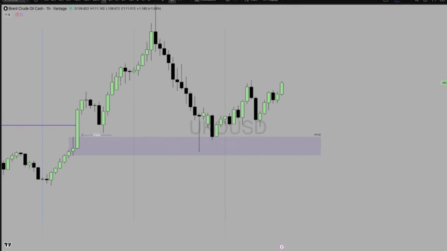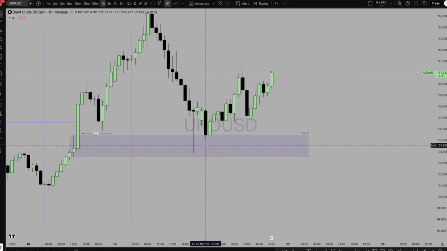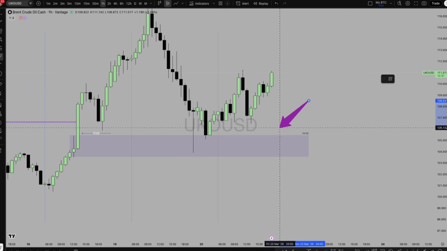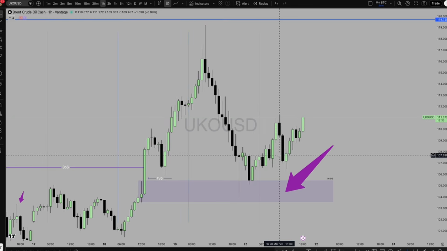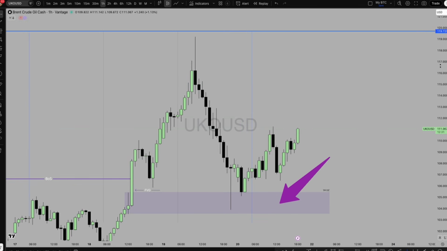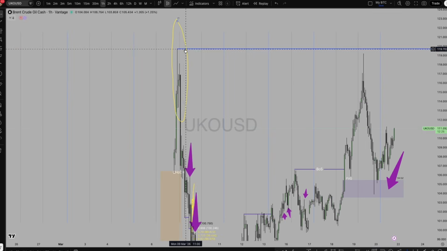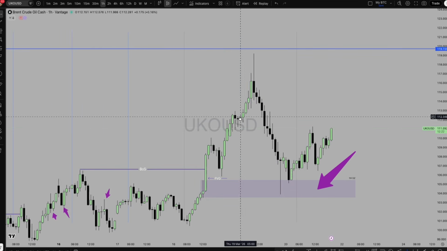So what I will expect is that once price taps into this region, I just have to look for a confirmation to go higher. Where will my target be? My first target is this point, because I feel that we're going to take it out.